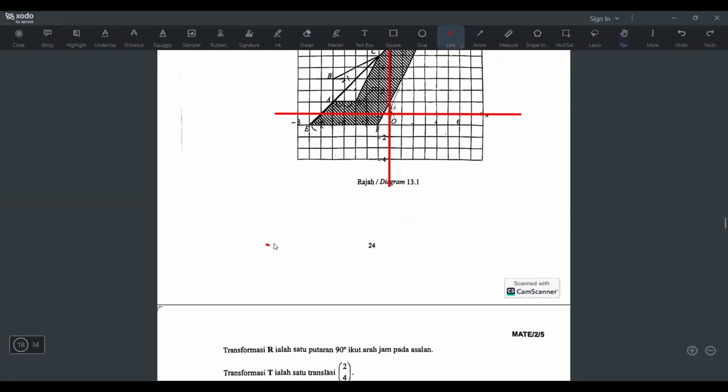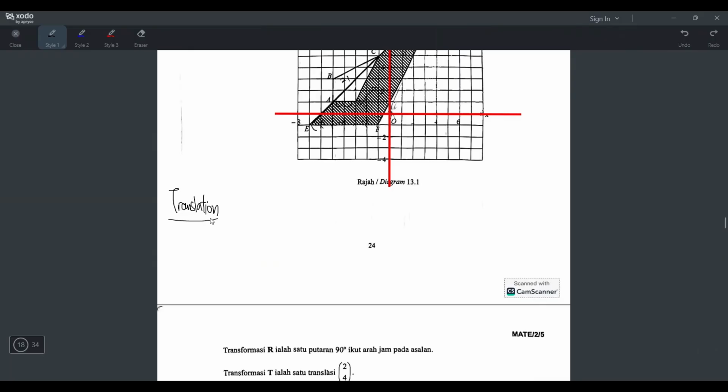Okay, this one. I will use this space to explain to you. For translation, how to reverse? For translation, they will give you usually like this, right? And how you reverse is you will just take the numbers and just cut under. Cut under means you change the sign. Positive become negative, negative become positive. That's how you reverse the translation.